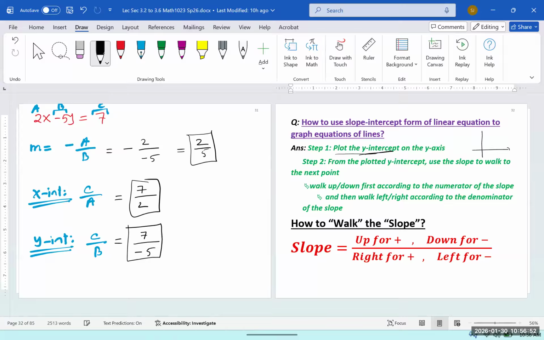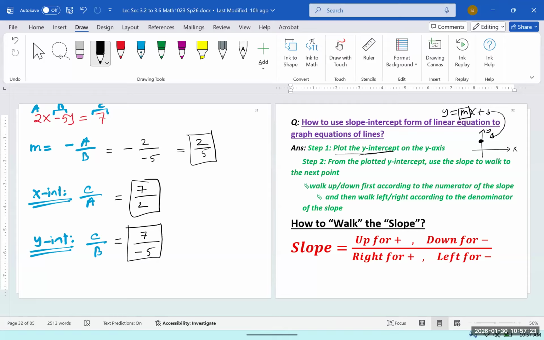So this is x, this is y. You plot based on your y value. Let's say y is positive. So if y is positive, you plot your first point on the y-axis, the y-intercept. If you have an equation in y equals mx plus b format, this is your b. And now from your b, you're going to work your slope. How are you going to work? It has a rule.